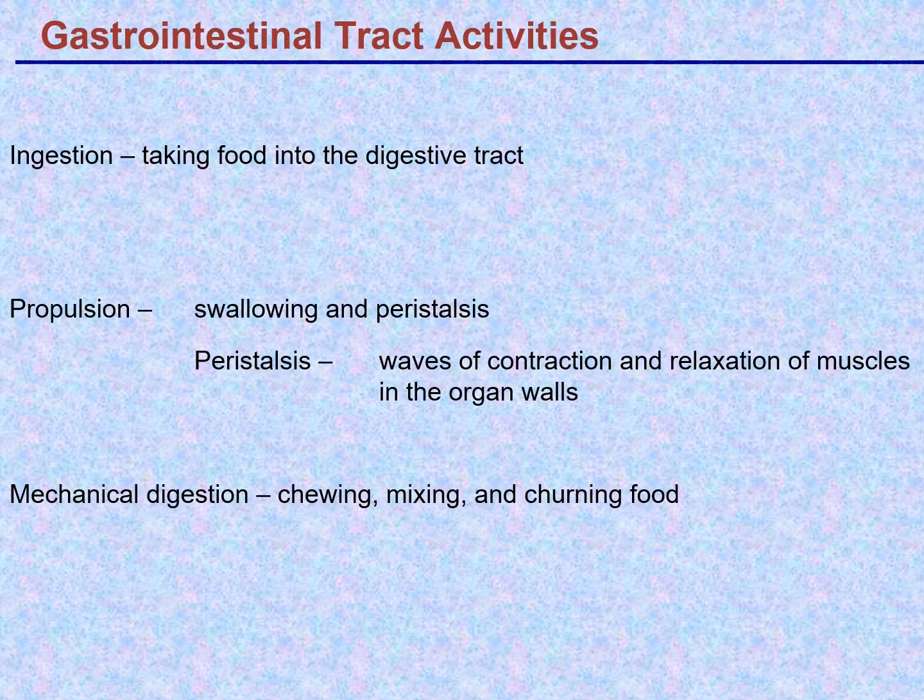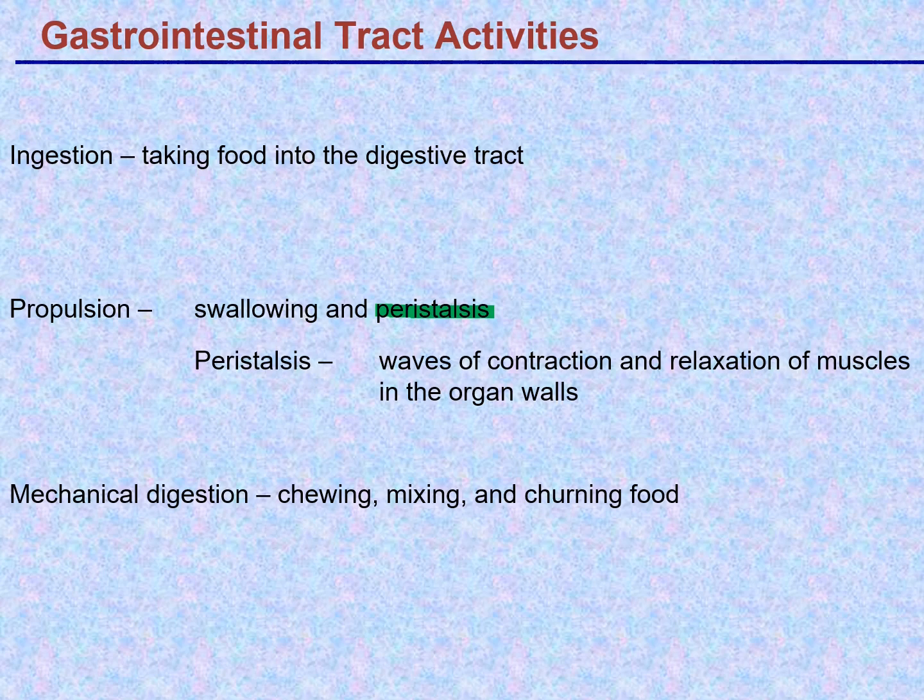In terms of activity of the gastrointestinal tract, that includes ingestion of food, taking it in, and propulsion, swallowing and moving it along. Food material is moved along through the digestive tract by the action of peristalsis. Peristalsis is a wave of contraction and relaxation of the muscles in the organ wall, so you get a continuous wave of contraction moving forward, and by forward I mean in the direction from the mouth towards the anus. It's a reflex reaction that occurs in the gastrointestinal tract that helps move material along.